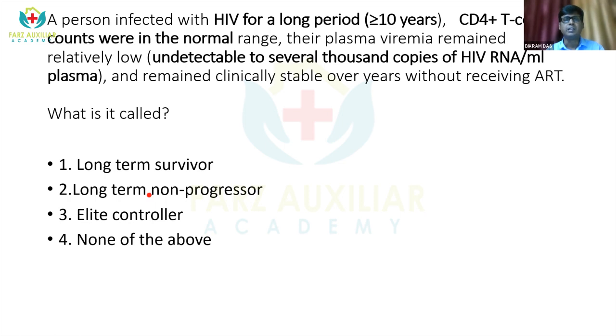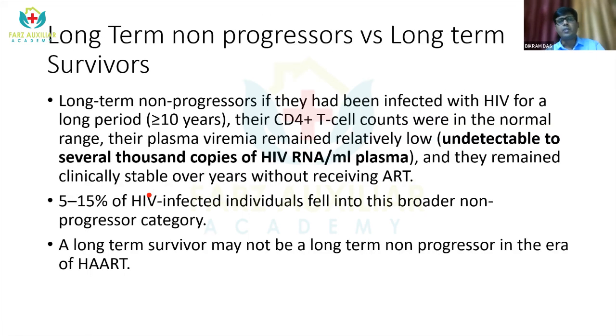Yes, the answer is right. It is a long-term non-progressor. So what is called a long-term non-progressor? These are people who have undetectable to several thousand copies, but remain clinically stable over years without receiving any ART. And 5 to 15% of HIV infected individuals fall into this category. But not all long-term survivors are long-term non-progressors, because patients getting ART in this era of dolutegravir will mostly be long-term survivors. So these two are not synonymous.